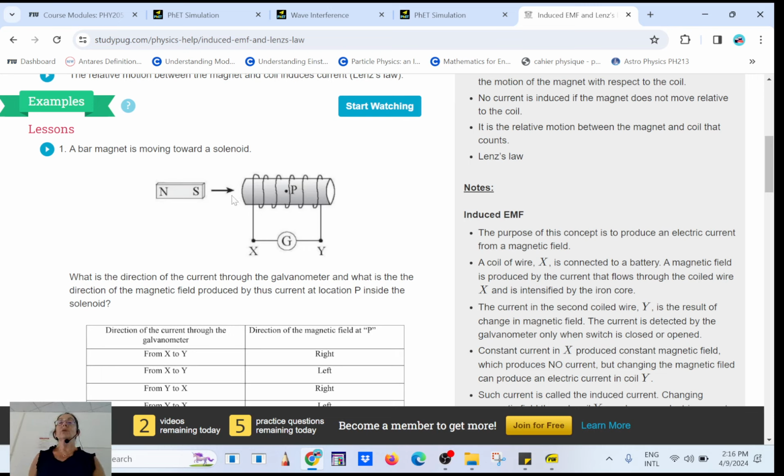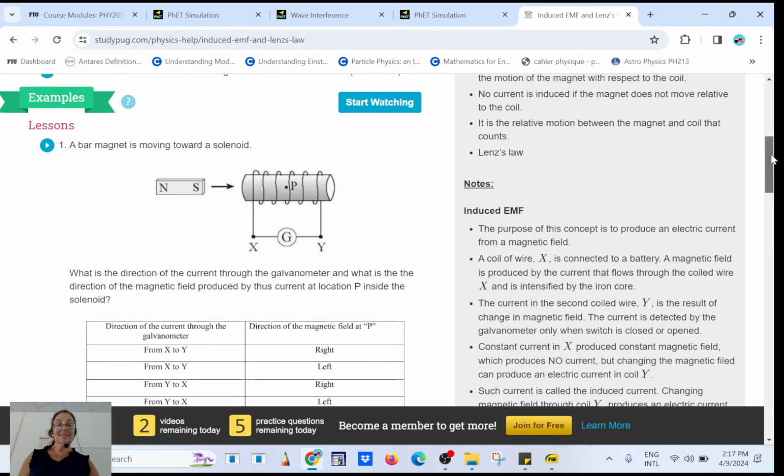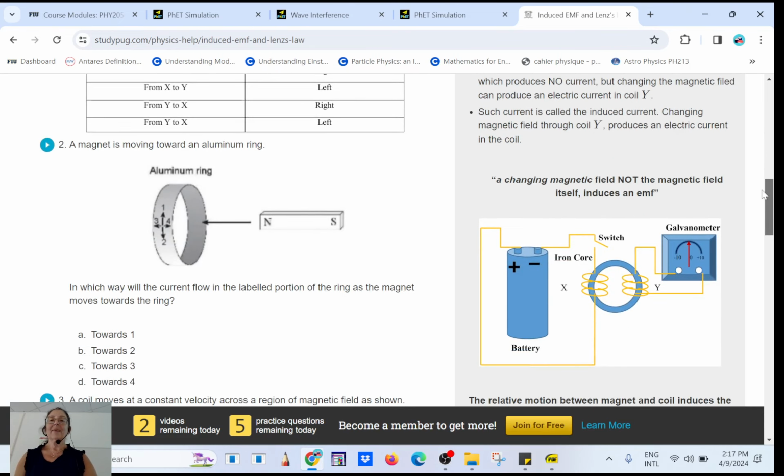Now if you pull the magnet away, what is going to happen? It's going to flow in the opposite direction, and that face will become a north. Very good. So remember your right hand: the fingers are the current flowing, and the thumb is the north. That's a good way to remember.